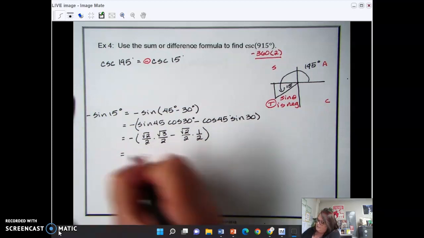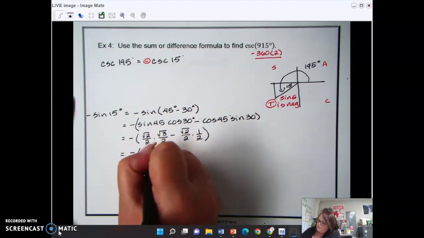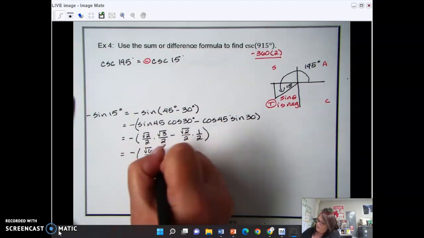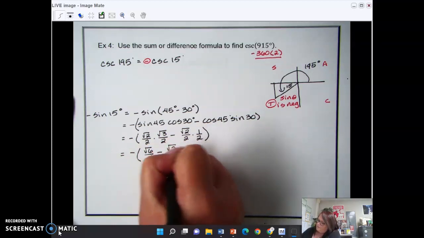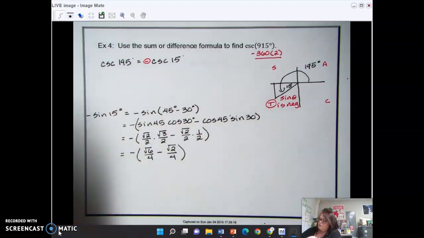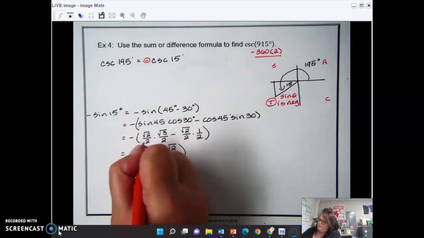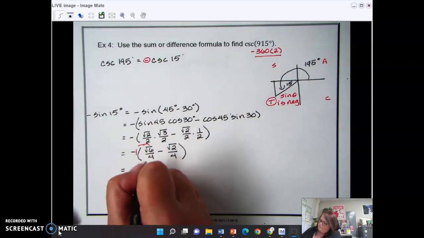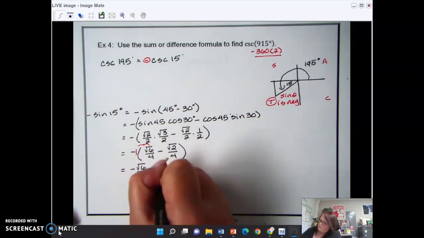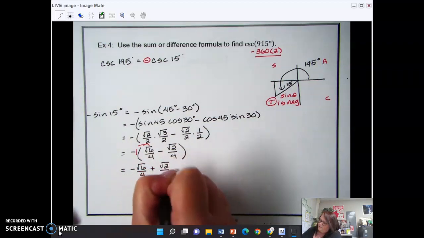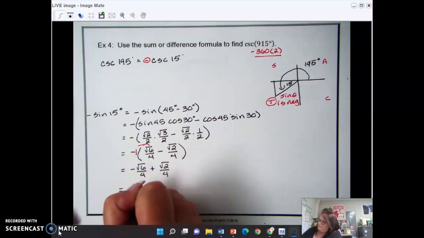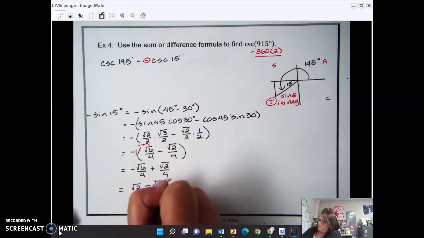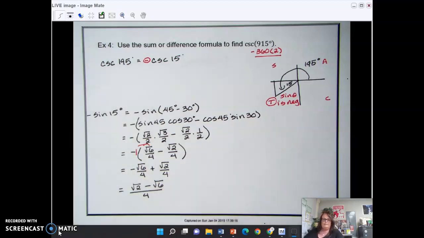And so this is going to be negative, and we get root 6 over 4, and we have minus root 2 over 4. So if I distribute the negative 1 to everybody, that's going to give me negative root 6 over 4 plus root 2 over 4, which can come together to say that I have root 2 minus root 6 all over 4.